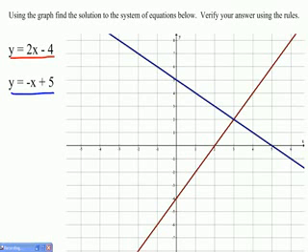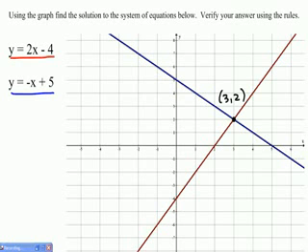So we're looking for the solution to the whole system. Well, that's just the point where both of them are solved simultaneously, which would be the intersection point. So you look here, we find the intersection point is (3, 2). Now we want to verify that using the rules, so all we have to do is plug (3, 2) into both equations, make sure it works.